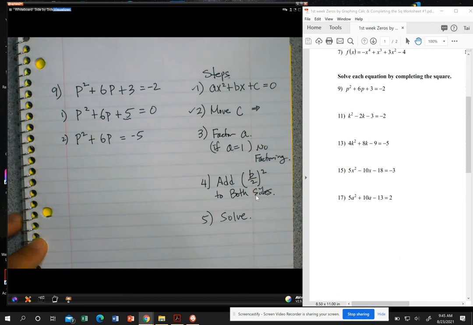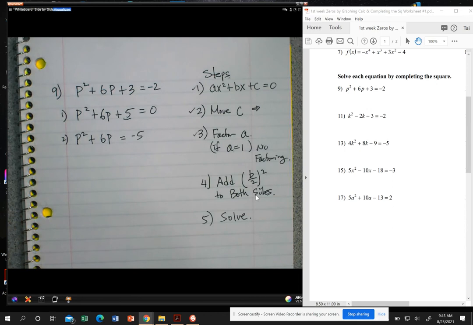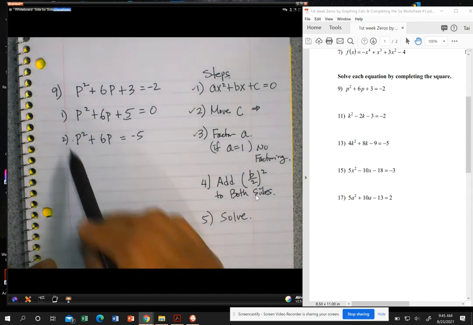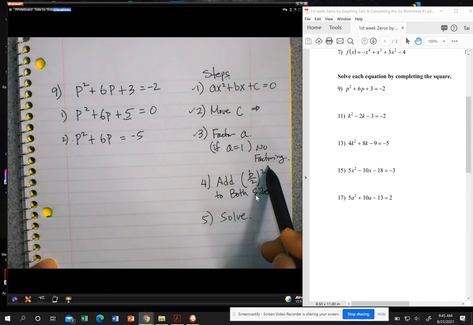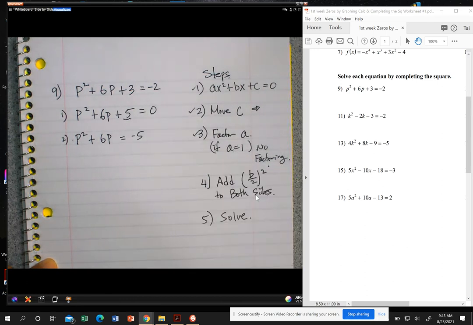Now we need to check for number 3. You want to check to see if A is 1 or not. Is A 1 or some other value? What is A? 1. Isn't A right here? That's 1, so there's no factoring involved. So this one is checked. That's kind of nice.